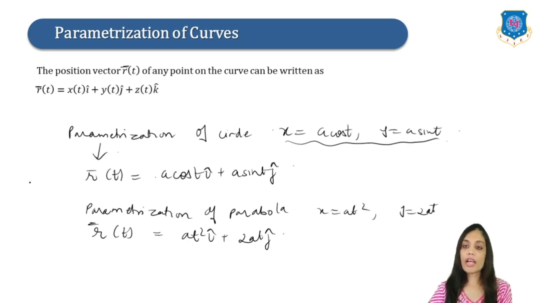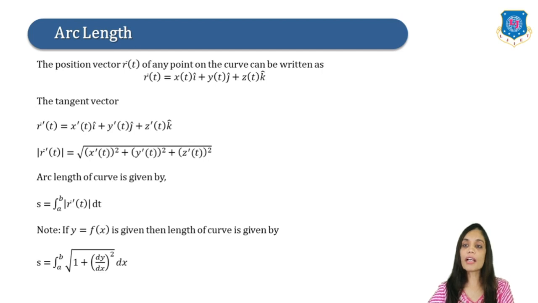Okay. So now next, let us study arc length. How to find the arc length? The position vector r bar of t of any point on the curve can be written as r bar of t equals x of t i cap plus y of t j cap plus z of t k cap. So the tangent vector, whenever we want to find the tangent, we will find its derivative. So let us find the derivative of this in order to find the tangent vector.